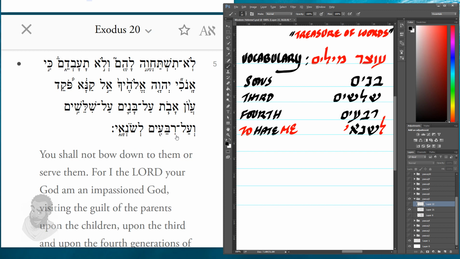We'al ribeim, 4 generations. So 3rd generation, 4th generation, upon the 4th, upon the 3rd. Leson I, to hate me, those that hate him. Okay, you have the lamed, and then you have the yod. Yod is attached to soneh, which means he hated or he hates. So this becomes those that hate me. Again, this is biblical Hebrew only, or modern Hebrew, and it's usually poetry.